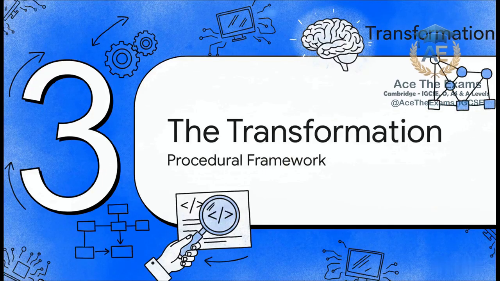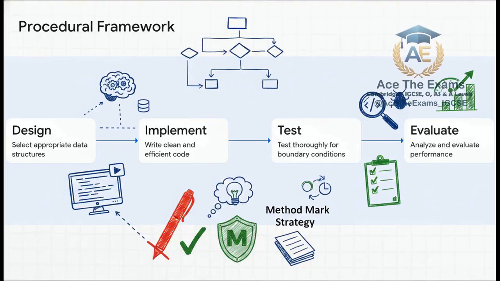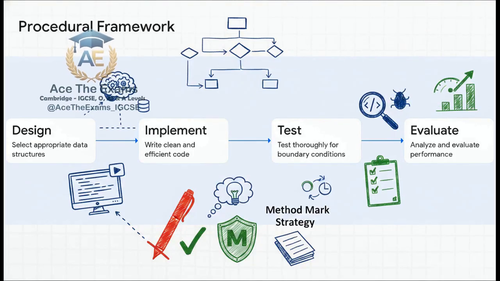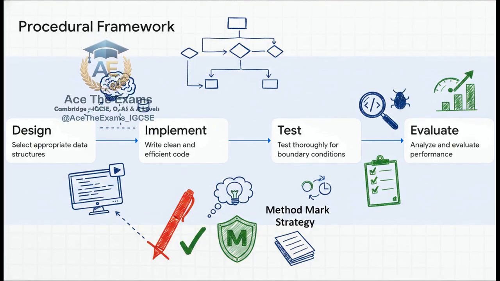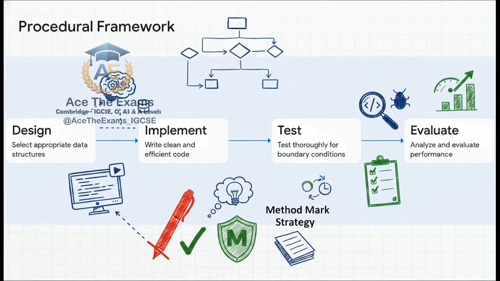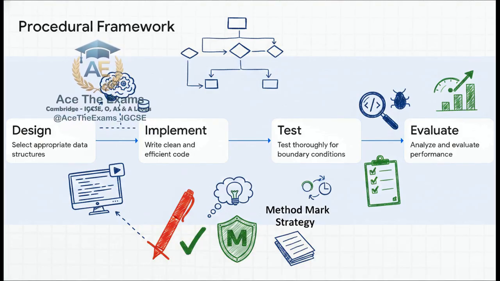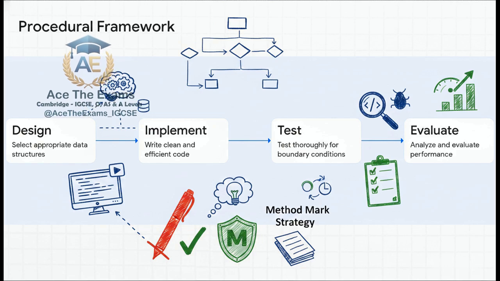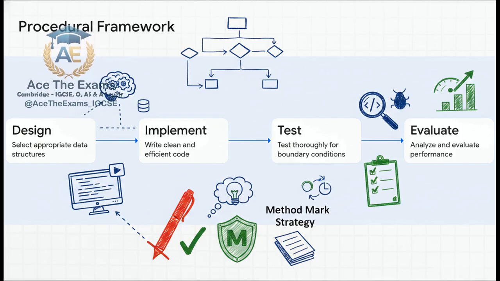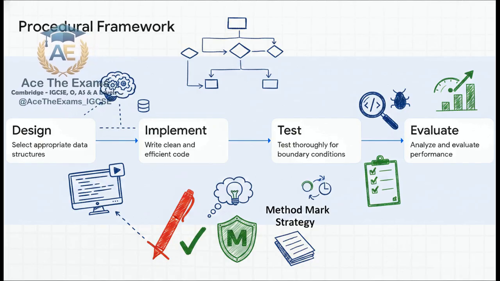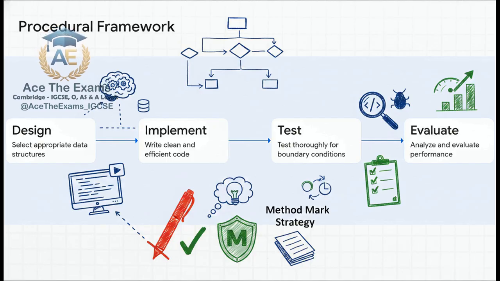Act 3. The Transformation. Procedural Framework Application. Let's move on and see how this all builds into real, practical application under exam conditions. We are talking about the procedural framework. Algorithmic thinking when it comes to case structures requires a very systematic, step-by-step decomposition. First, you design algorithms. This means you select the appropriate data structures before you even write a line of code. Second, you implement solutions. You write clean, efficient, well-structured code. Third, you test thoroughly. And fourth, you evaluate performance.